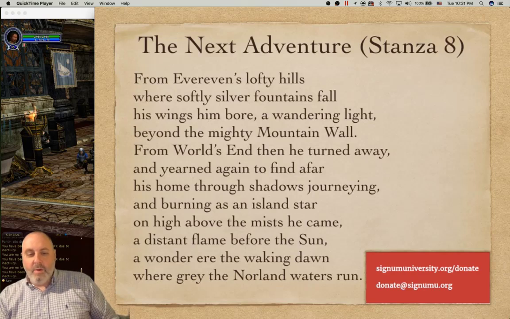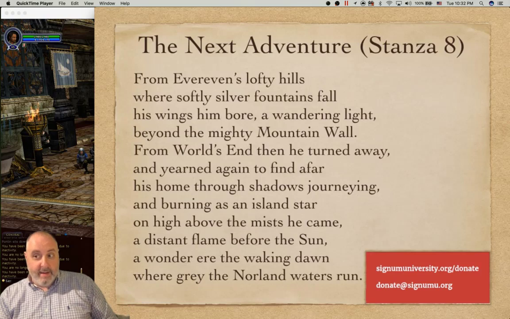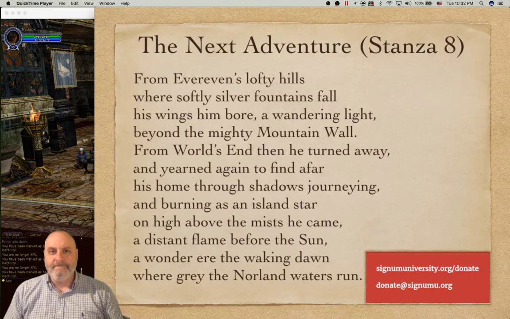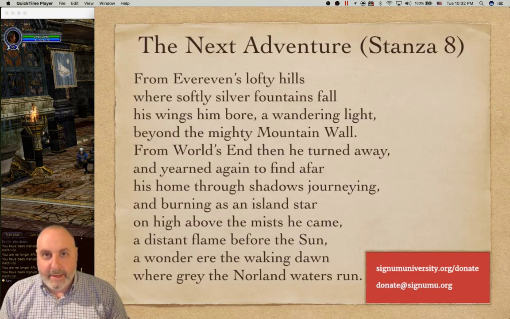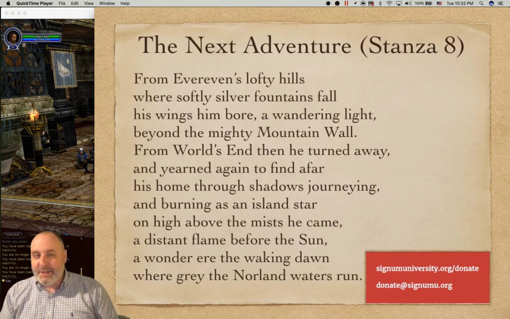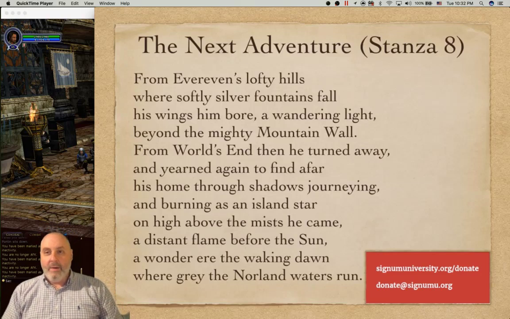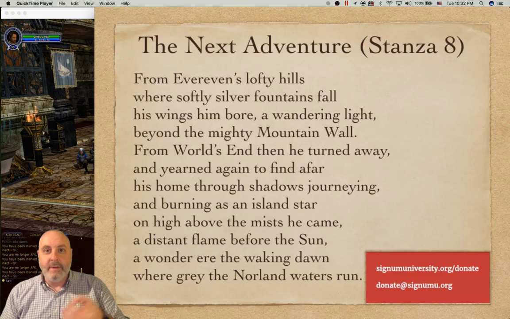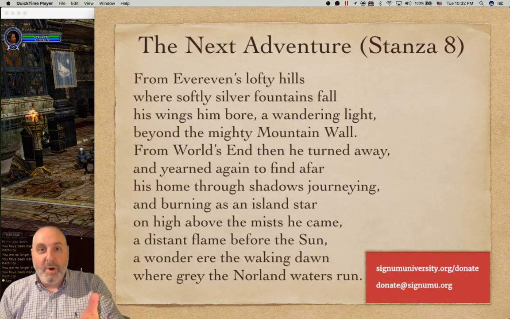A wonder ere the waking dawn, where gray the Norland waters run. Okay, so we get the three verbs about him, right? Okay. You guys are not following along with me here. You keep wanting to talk about Venus, and you keep wanting to talk about what evidence do you have that he's not driving the boat? It says that he is. It says that he is. Right? Follow what the poem says.